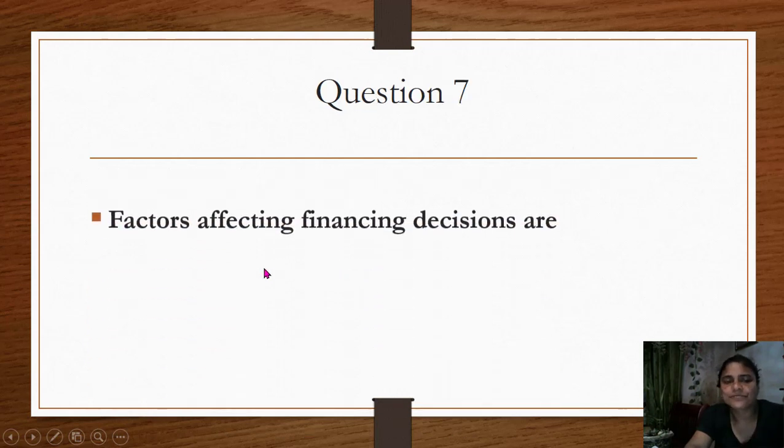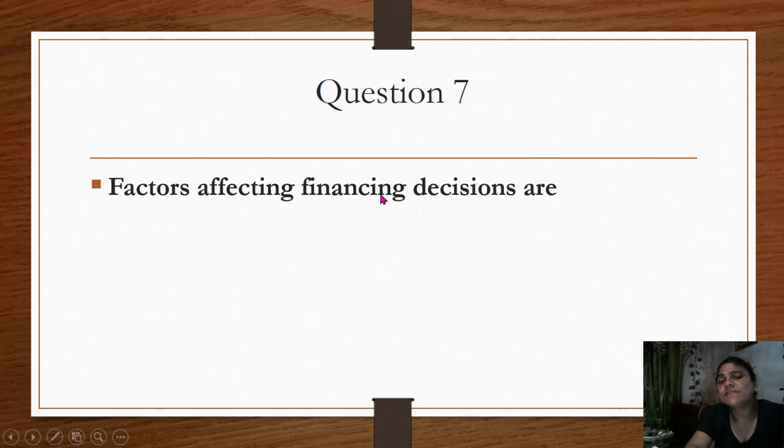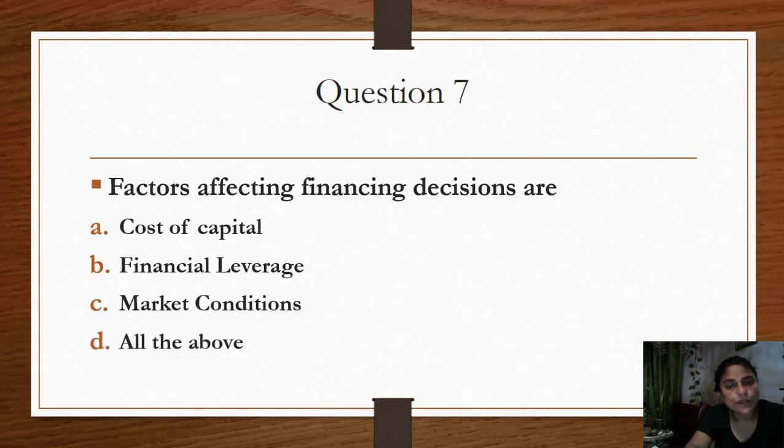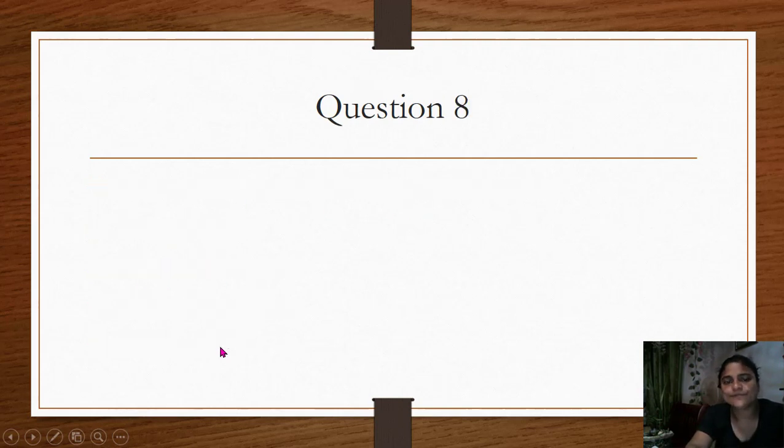Question 7. Factors affecting the financial decisions are cost of capital, financial leverage, market conditions, all the above. Cost of capital, financial leverage and market conditions, all these three factors affect the financial decision. So the answer for this question is all the above.